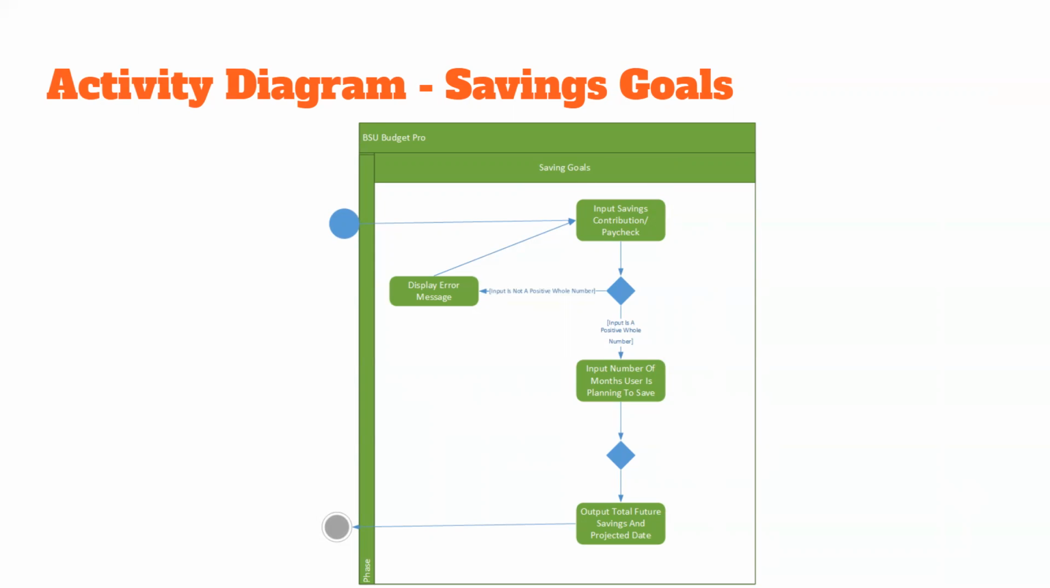So next, as the user, you will be able to input your savings contribution for every paycheck that you have. Now, if you don't put a positive number, since this is a budgeting app, we would like to think that you'll be saving at least $1 of every paycheck. So if you put in a negative number or put in 0, there will be an error message and it will prompt you to save a little bit more and try a little harder. You will also be asked to input the number of months you plan to save, and then you'll receive your outcome of how much money you'll make in that time frame.